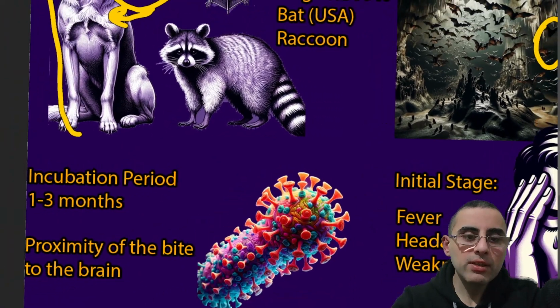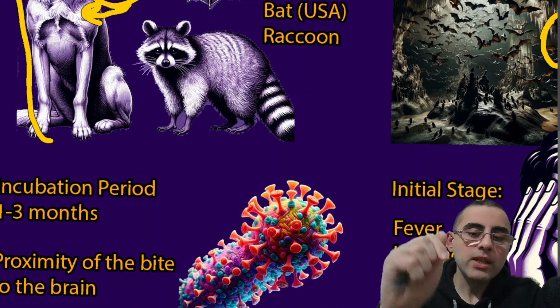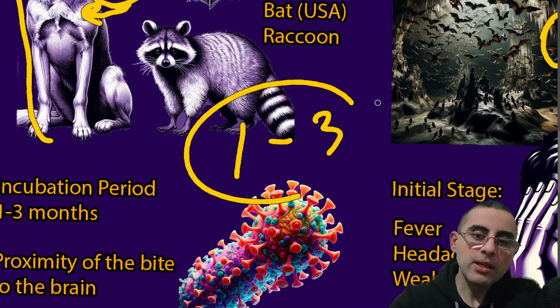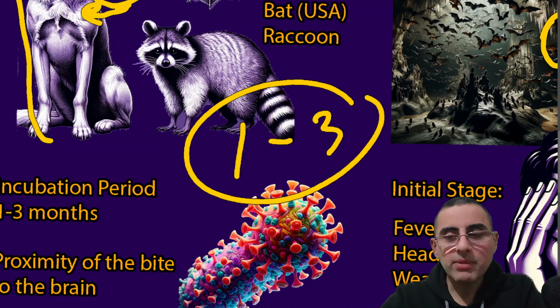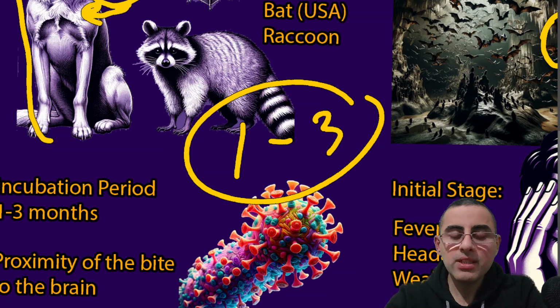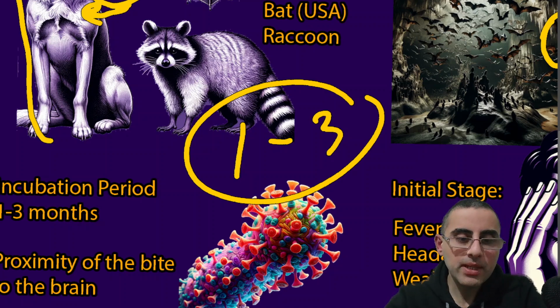Incubation period is, for example, from dog bite to first symptoms. Incubation period is 1 to 3 months, usually, sometimes more, sometimes less. In very few cases, it can develop symptoms in 7 days, sometimes after several years, but these are very rare cases. Usually it's 1 to 3 months.